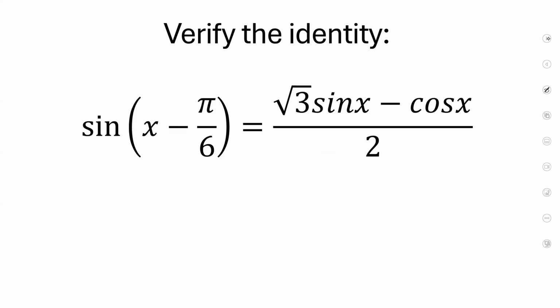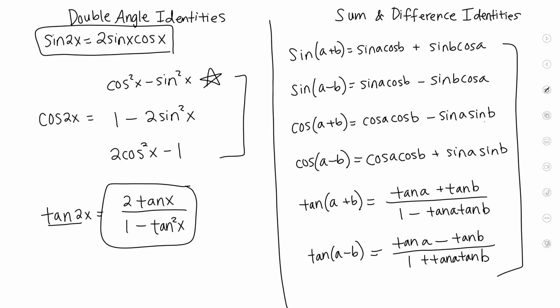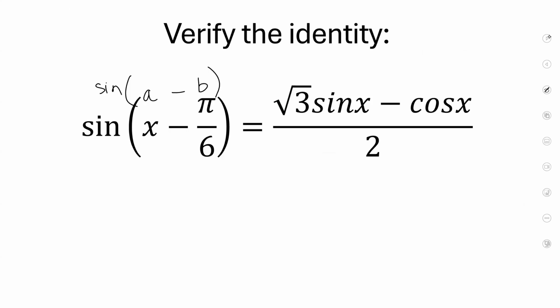So I'm only going to manipulate one side of the equation. I'm going to manipulate the left side. So this looks like a difference one. Sine of a minus b is what I'm going to use here. So using that identity, I know I'm going to do sine of a, which is x, cosine of b, which is pi over 6, minus sine of pi over 6, cosine of x.